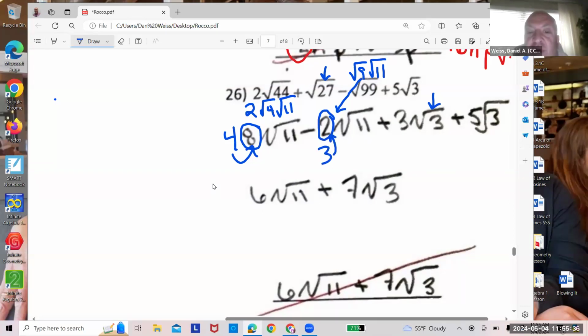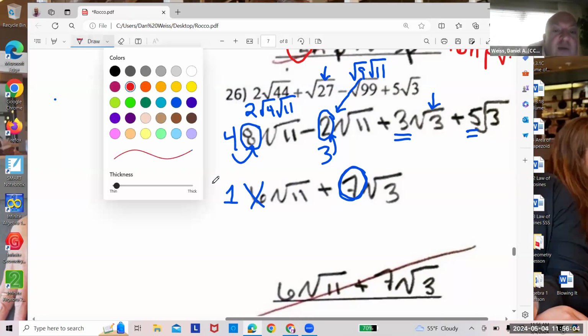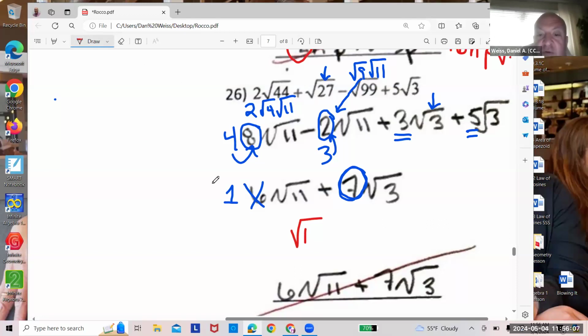Okay. So you're going to have 4 square root of 11 minus 3 square root of 11, that's going to be 1 square root of 11. And then 3 plus 5, you know what? Honest to God, use a calculator if you must. 3 plus 5 is 8. That's a bad mistake. You need to know that 3 plus 5 is 8. Sorry. Okay. So your answer should be square root of 11, or 1 square root of 11 plus 8 square root of 3.